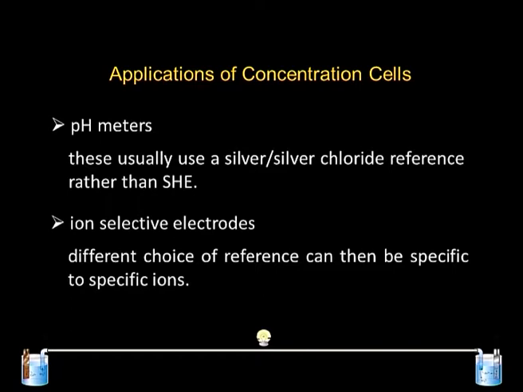pH meters usually involve concentration cells, or we can say liquid junction potential, and these usually use a silver chloride reference electrode rather than a standard hydrogen electrode. Ion selective electrodes, there are different choices of reference that can be made specific for specific ions. Determination of the valency of ions in doubtful cases can be done using concentration cells or liquid junction potential.